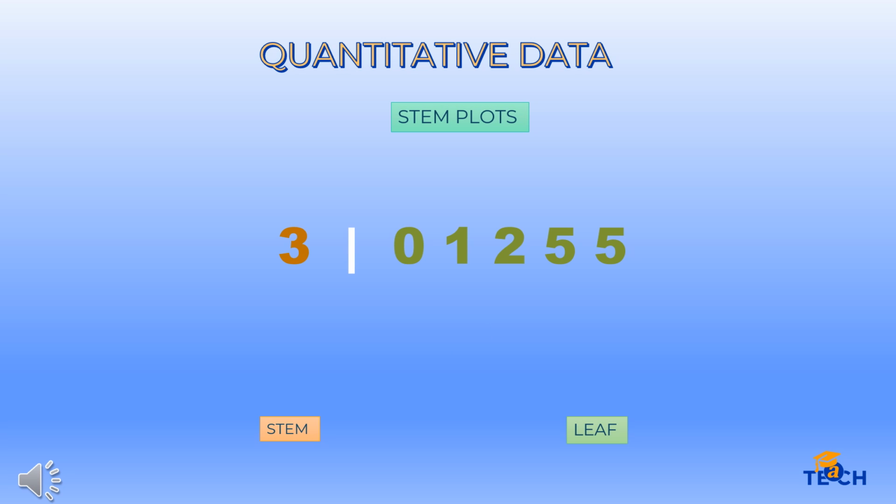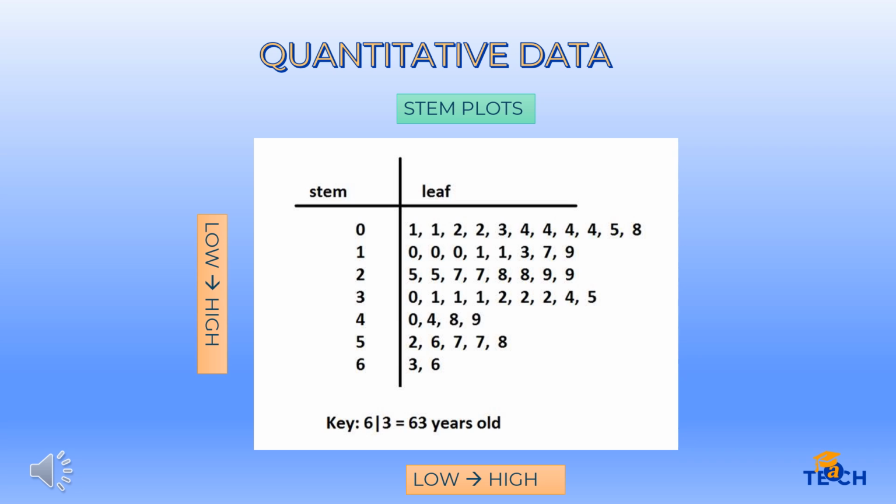Now, when we have a string of leaves like this, it just means that I have the data points 30, 31, 32, 35, and 35. Notice how stem plots are constructed. Stems go down from low to high, and leaves extend outward from low to high.